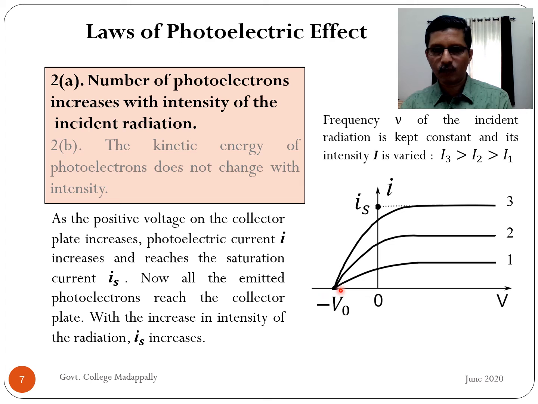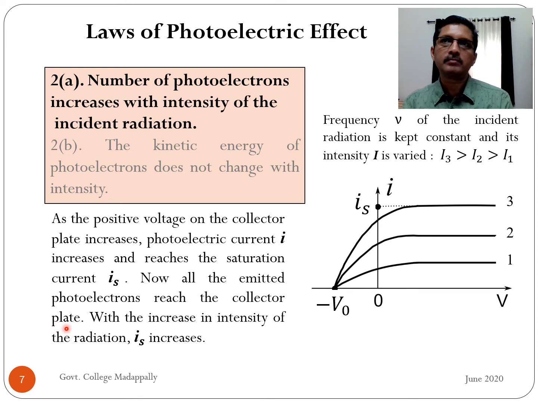Let us take any one graph. Let us say the intensity is I1. As the positive voltage increases, the collector current, that is photoelectric current, increases and reaches a maximum. After this it is flat. That means whatever be the increase in the voltage, the current doesn't increase. In each graph you can see that initially photoelectric current increases and then reaches a plateau. That maximum current is called saturation current. Now all the emitted photoelectrons reach the collector plate. Why can there be such a saturation?